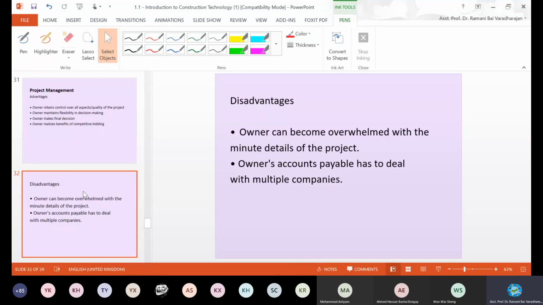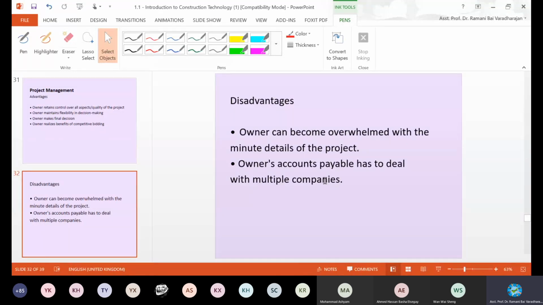Overwhelmed means overdoing. Sometimes you cannot work with overly optimistic or ambiguous things. Sometimes you become ambiguous in a particular niche area or requirement in the building construction, and that becomes a challenge for the other parties. The owner's accounts payable has to deal with multiple companies. Because he is the one and only final decision maker, he has the accountability. He has to plan for budgeting and material decisions in line with the accounts available. So these are the disadvantages.